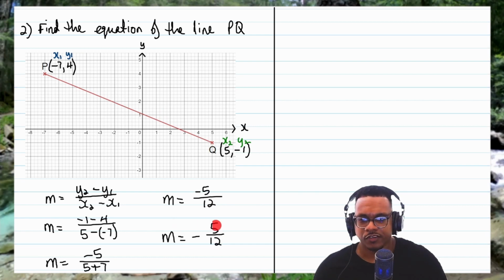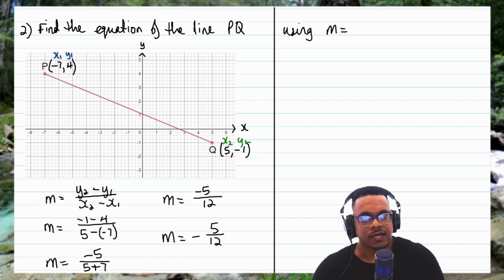So now that we have the gradient, all we need now is any point the line is passing through, or any point on the line. And the point P and the point Q are on the line, so we can use either one. I'll choose to use Q. So I'll be using my gradient as -5/12, and I'll be using the point Q, which is 5 and -1.